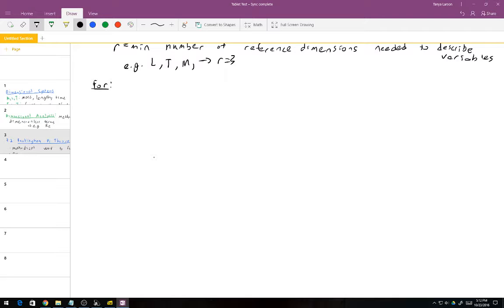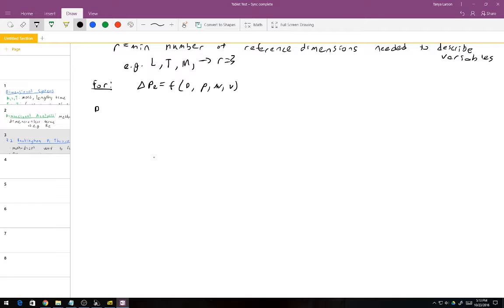For delta PL is some function of D, rho, mu, and V. And again, let's look at the units here. So for one, on the left over here, I'm going to do the MLT system, and on the right, I'm going to do the FLT system.